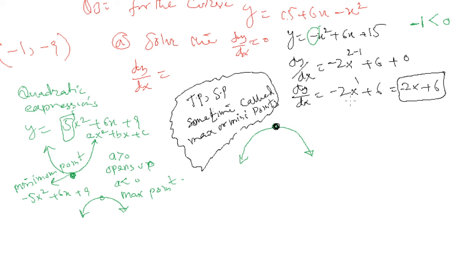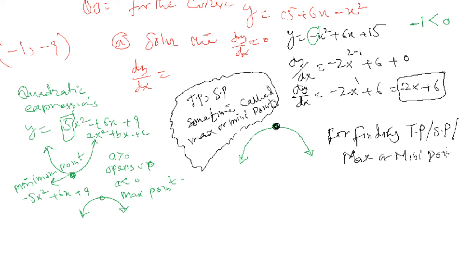Now the rule is the same for finding the stationary point. I'm writing here, please remember this statement. For finding the turning point, TP for turning point, stationary point, maximum or minimum point, make dy dx equal to 0. So this will give us the maximum point or the minimum point.